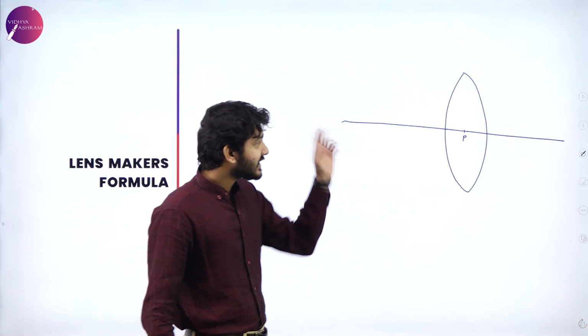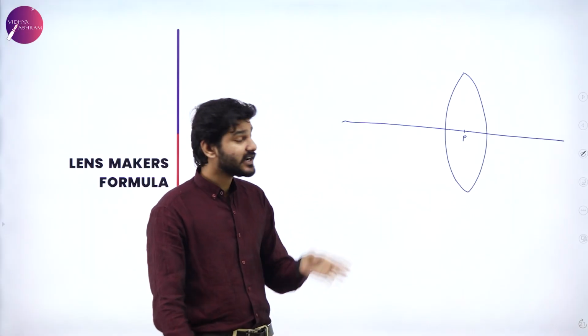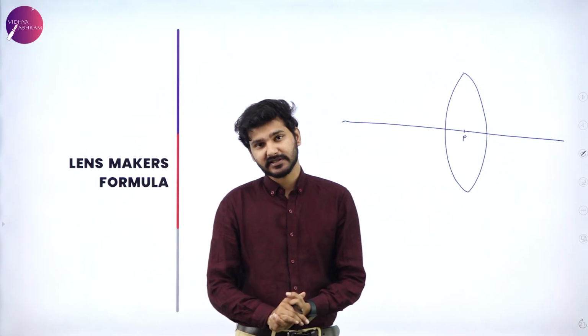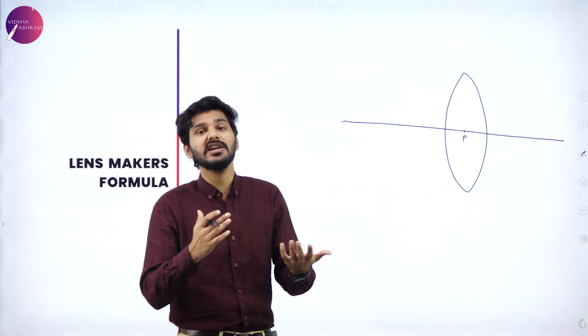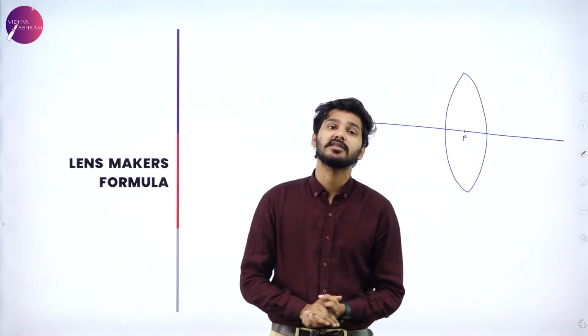So we know that if light incidents a curved surface, we already have a formula for that. But now here there are two curved surfaces. So what happens then? What will be the change in equation? That is what we are going to focus and derive in lens maker's formula.